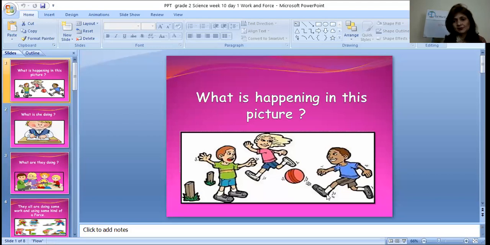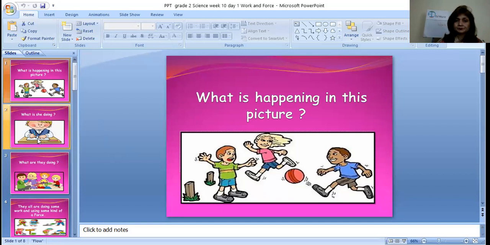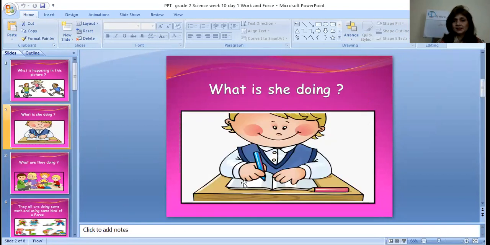What is happening in this picture actually? These children are playing with a ball. The one boy is pushing the ball and the other ones are going to catch it or push it with their legs. Again, what are they using? They are using a force, right? They are using a push force, right? Now, what is this girl doing? She is writing. Again, writing is a work. You call it work in scientific language.